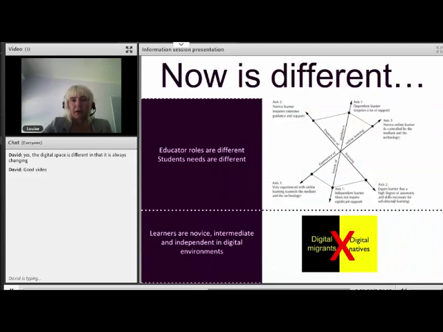So, if we have a look at the educator role in all of this, you might say, well, yes, we need to move forward, but nothing is different. But now is different. If we have a look at this little diagram on the right side, which is a continuum, we have all the different types of learners and their needs.